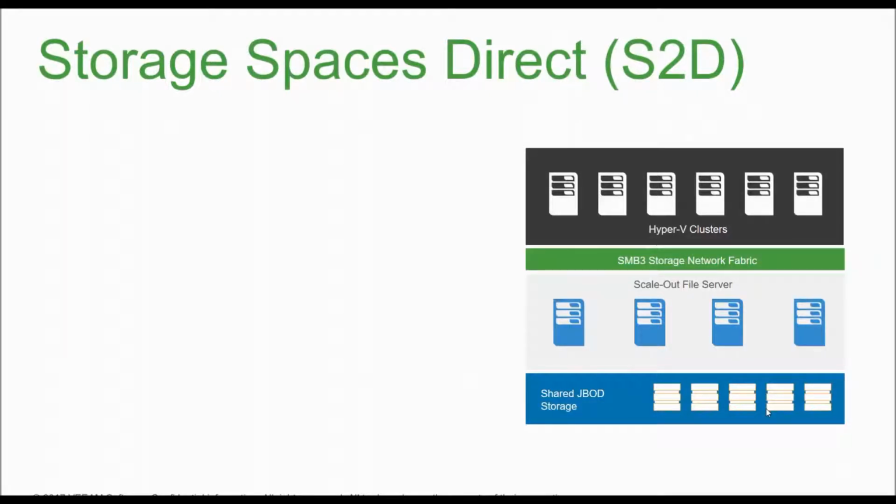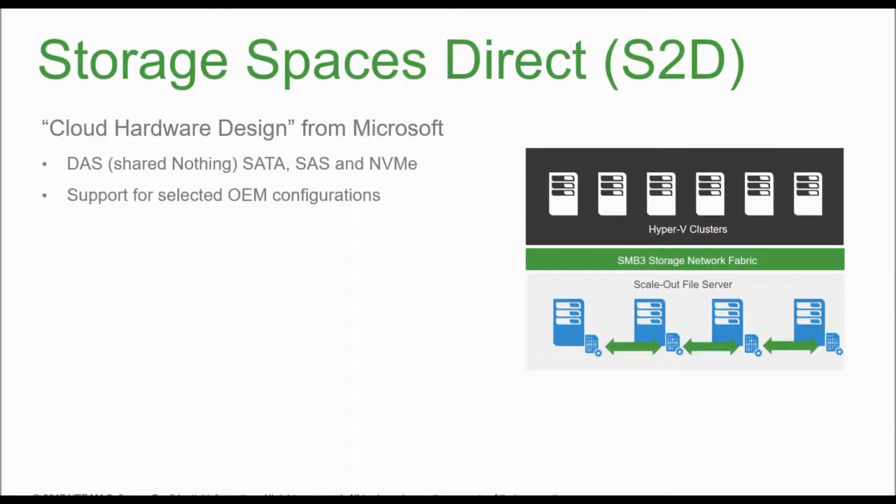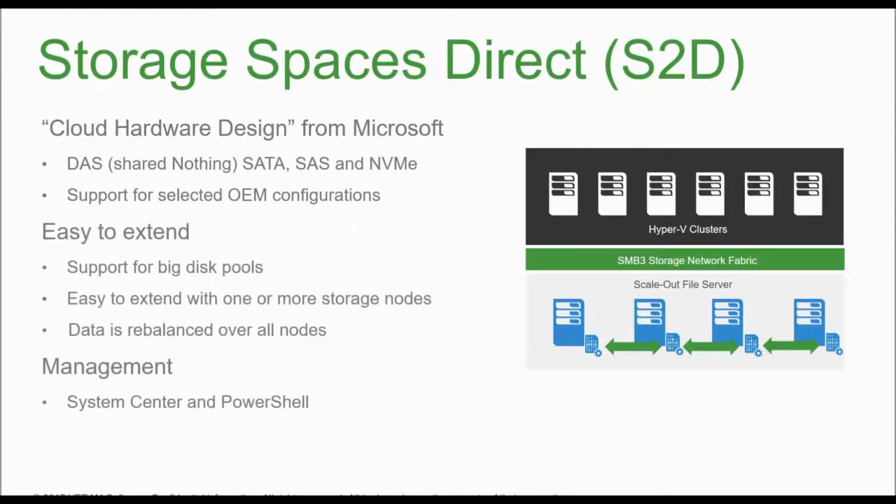But then Storage Spaces Direct, what does it allow? Instead of shared storage, we can use storage which is inside the specific nodes, and based on this, we can build exactly the same file server. So it's somehow a cloud hardware design. Microsoft removed the requirement of shared storage. So what does it mean? We can use direct attached storage, internal disks, SATA, SAS, and NVMe. Storage can be used for such scale-out file servers.